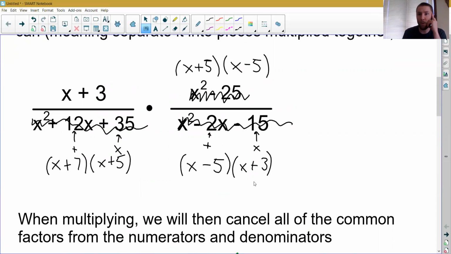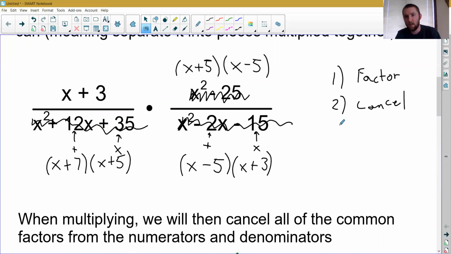Okay, so for multiplying, step number 1 is factor. Step number 2 is cancel. Step number 3, write all together.